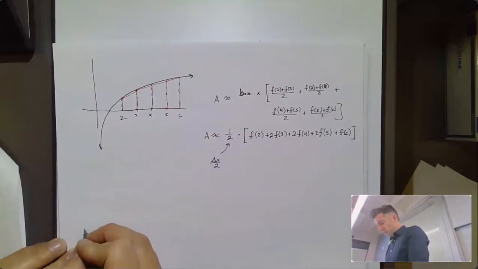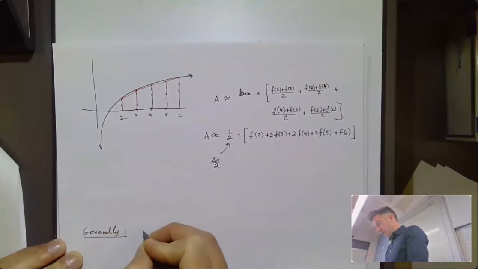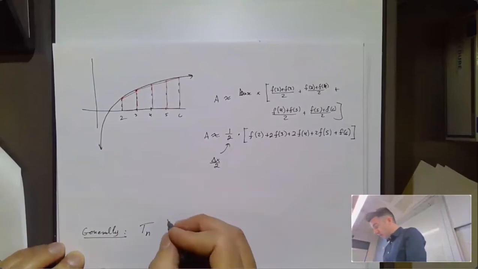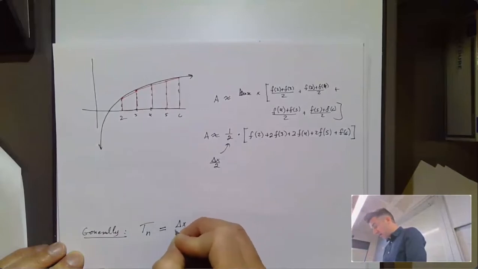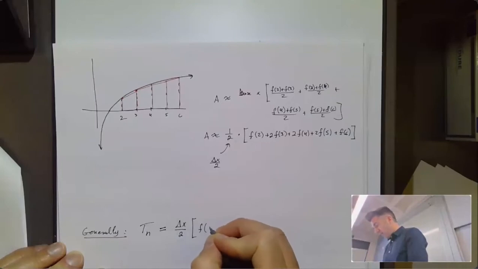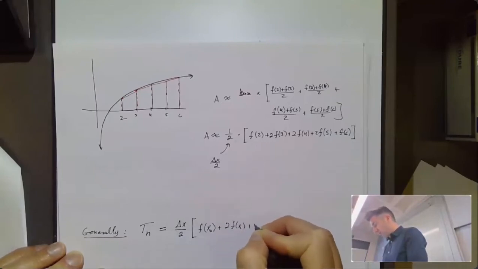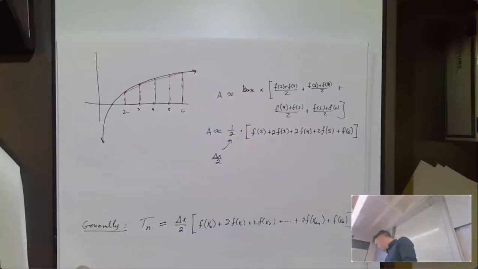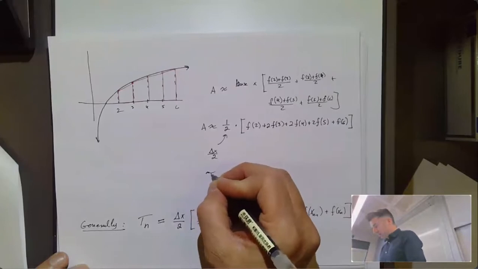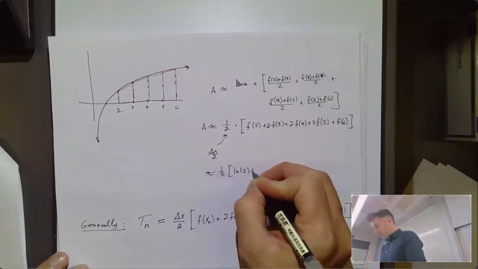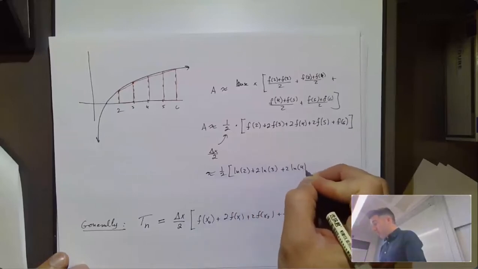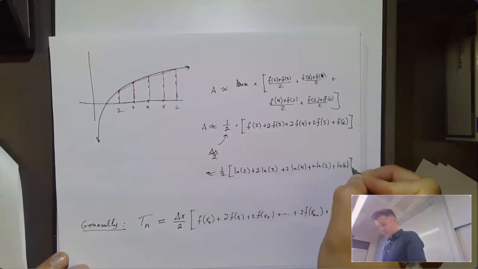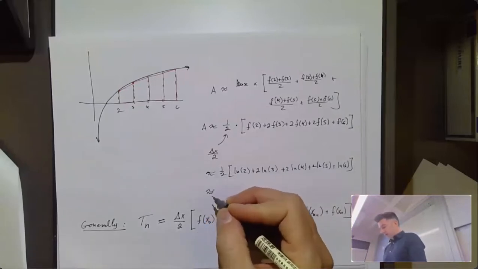So more generally, if I'm trying to find the trapezoid rule estimate with n trapezoids, it's going to equal your delta x over 2 times f of your first endpoint plus 2 times f of your next endpoint plus 2 times f of your next endpoint, all the way to 2 times f of your second to last endpoint, and then 1 times f of your last endpoint. Okay, so in this particular problem, that's approximately 1/2 times the natural log of 2 plus 2 times the natural log of 3 plus 2 times the natural log of 4 plus 2 times the natural log of 5 plus the natural log of 6, which is approximately 5.34.